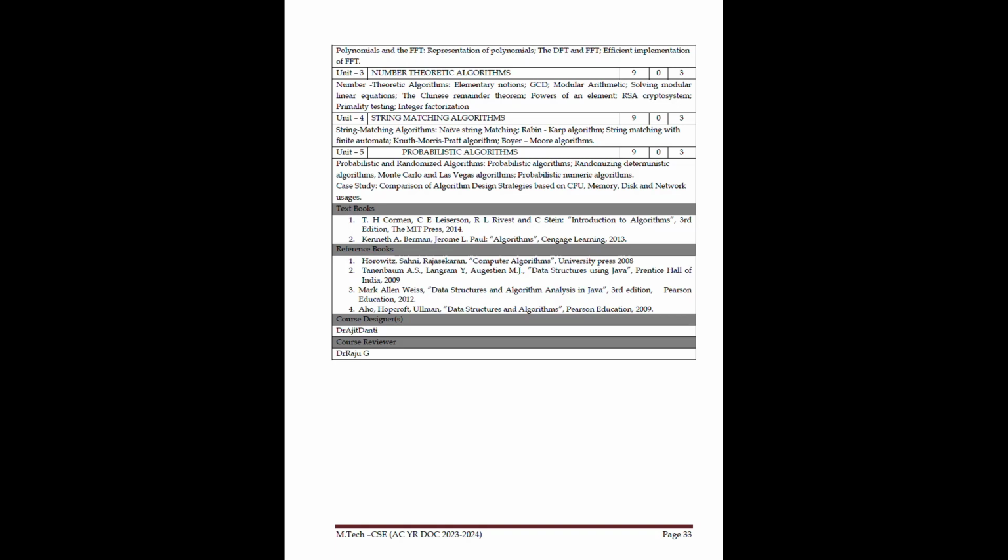Now, Unit 4 deals with string matching algorithms, in which you'll be learning about naive string matching, Rabin-Karp algorithm, string matching with finite automata, Knuth-Morris-Pratt algorithm, and Boyer-Moore algorithms. And the final unit, Unit 5, is probabilistic algorithms. So, probabilistic and randomized algorithms, randomizing deterministic algorithms, Monte Carlo and Las Vegas algorithms, probabilistic numerical algorithms.